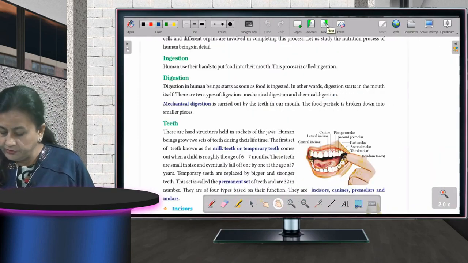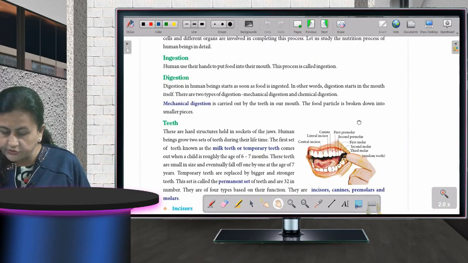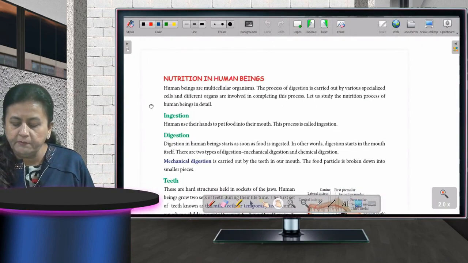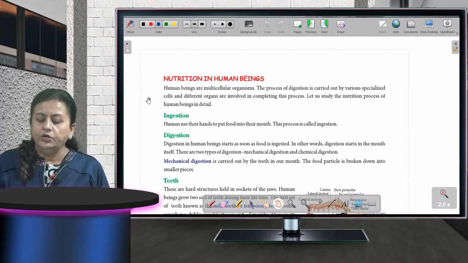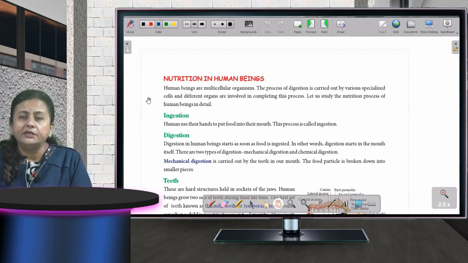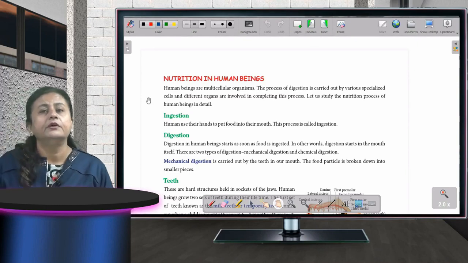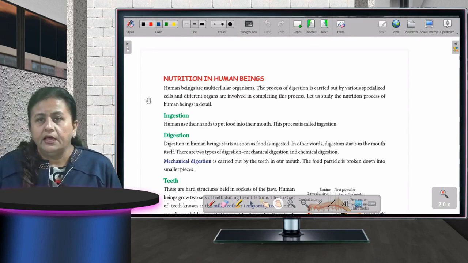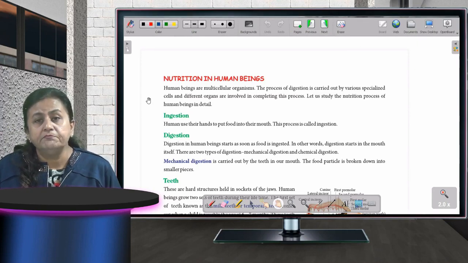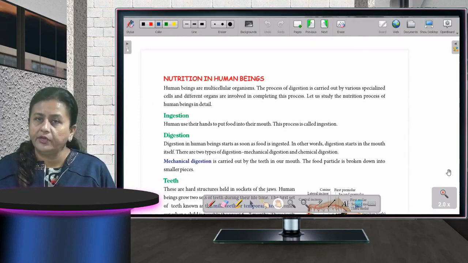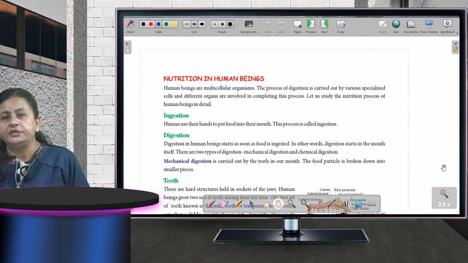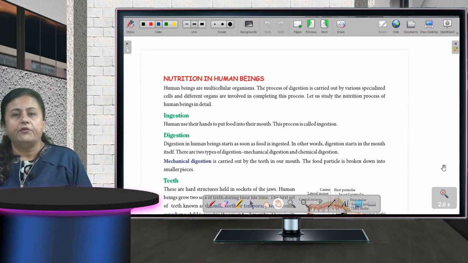Now if I talk about, as you all can see on your screens also, nutrition in human beings. This is the most important thing for you all to understand. Human beings are multicellular organisms. That means we have millions and trillions of cells in us. Our body has many different parts, and every part has a specific function to perform. The process of digestion starts from the mouth and ends through the anus.